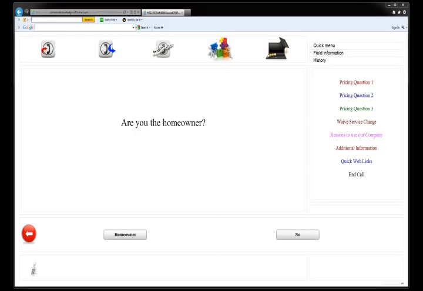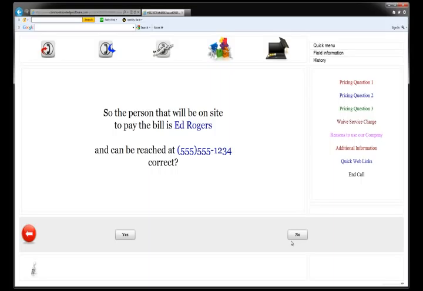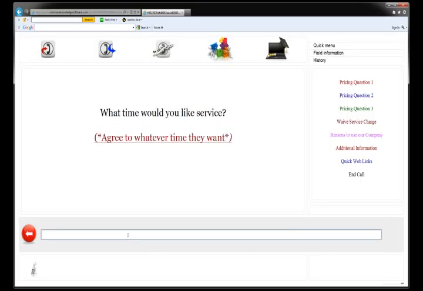Are you the homeowner? This question allows you to make sure the person responsible for payment is aware of your visit and available to pay the bill. And what is the name of the person making payment? And what's the best number to reach them at? So the person that will be on site to pay the bill is Ed Rogers and can be reached at 555-555-1234, correct? And what time would you like service?